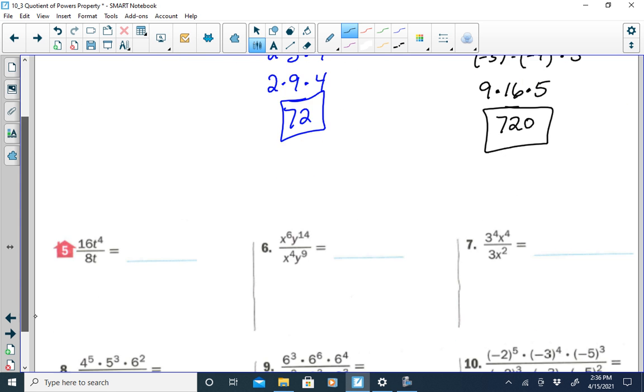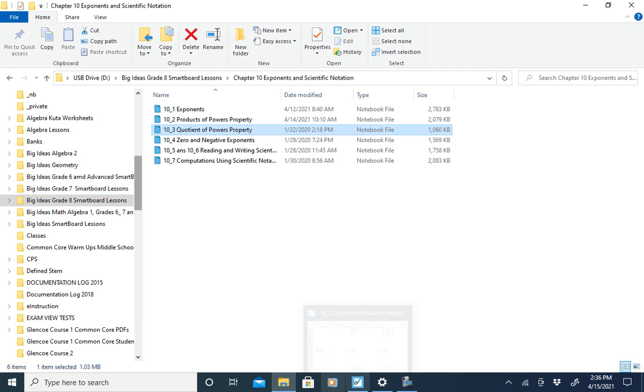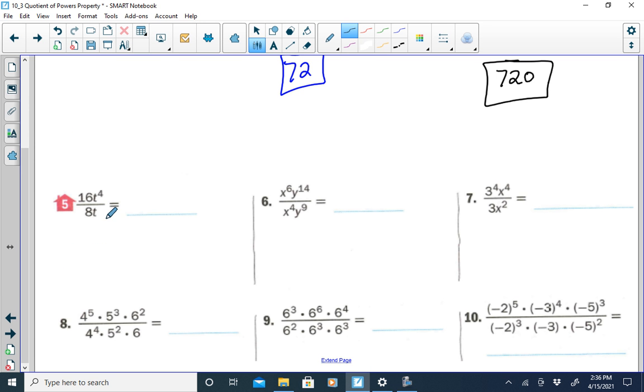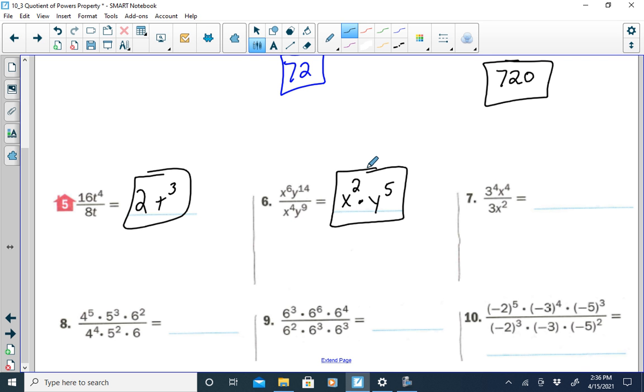Alrighty. Example 5. 16 divided by 8. That's going to be 2. T to the 4th divided by t to the 1st is t to the 3rd power. X to the 6th divided by x to the 4th, that's x squared. Y to the 14th divided by y to the 9th is going to be y to the 5th power. We have to leave our answer that way because we cannot combine powers where they have different bases if they're variables. If they're numbers, yes, we can. But if they're variables, we cannot.